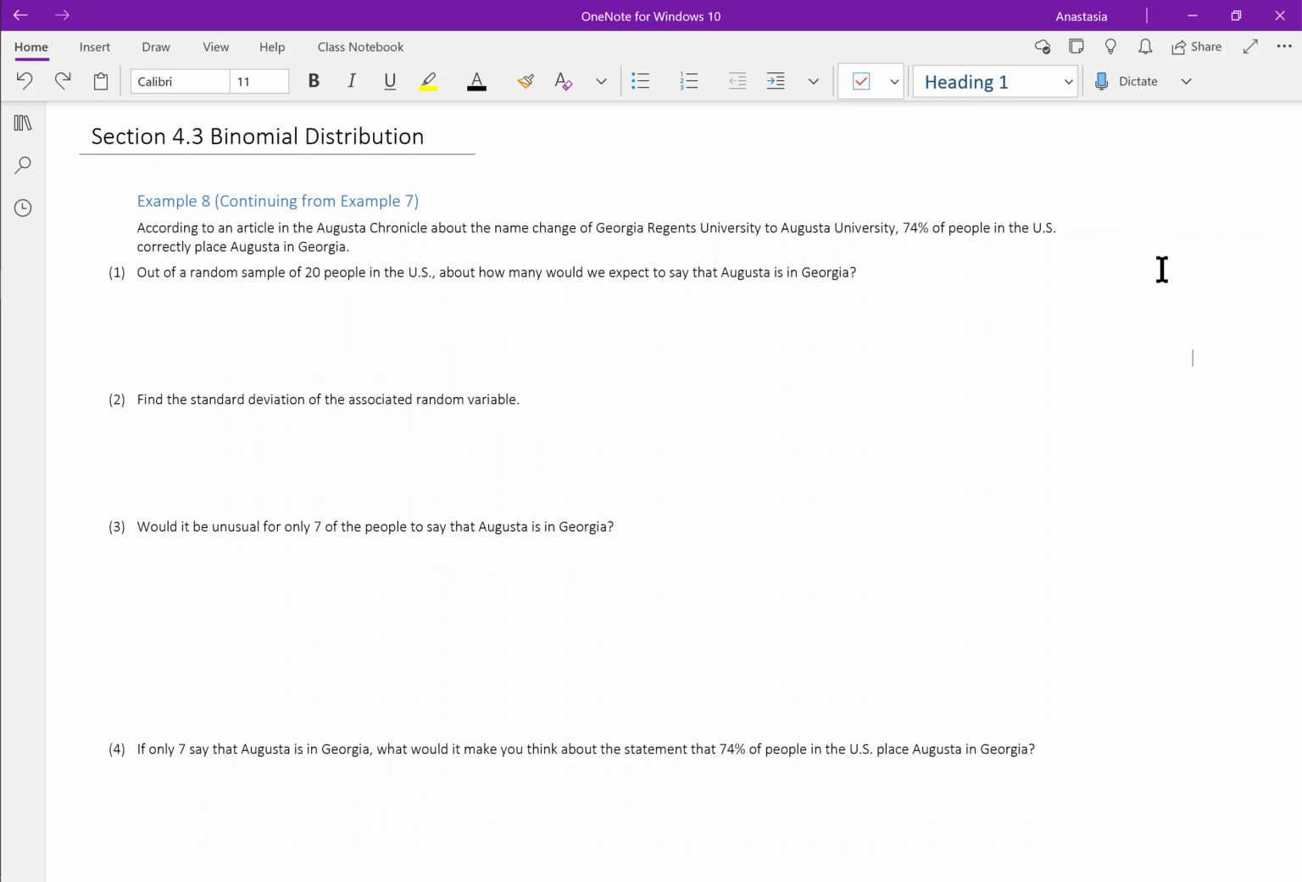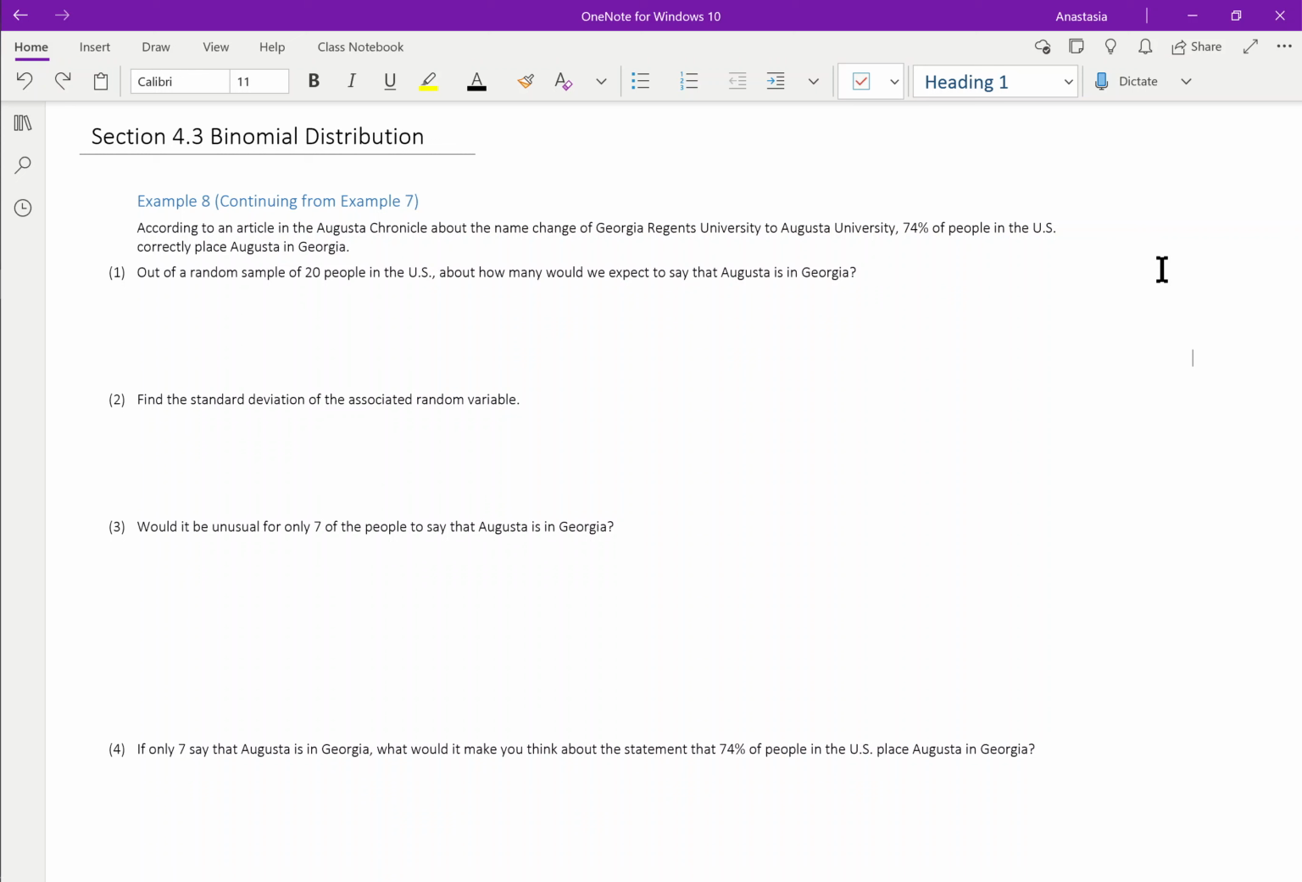In this video, we are going to be working through example 8 in our chapter 4 notes. We are talking about the binomial distribution. And in this example, we are going to use what we just saw in the notes, which was about the expected value and the standard deviation of the binomial distribution. So example 8 is continuing from example 7.